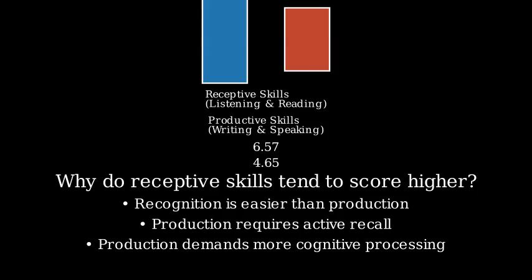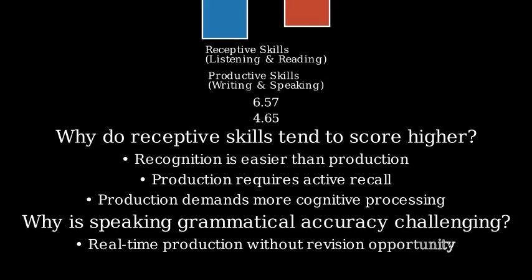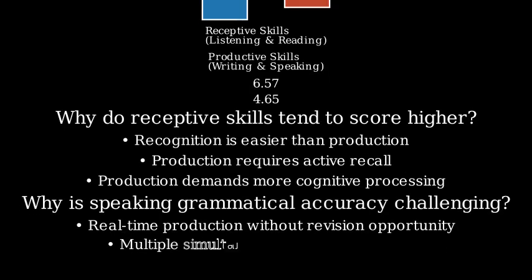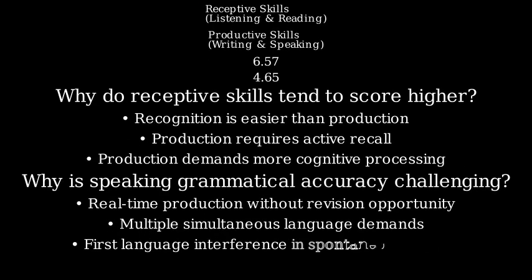The worksheet also notes that speaking grammatical range and accuracy has the lowest average score at 3.20. Why might grammatical accuracy be particularly challenging in speaking? Unlike writing, speaking happens in real time with little opportunity for editing or revision. Speakers must simultaneously focus on pronunciation, vocabulary, fluency, and grammar while formulating their message. Additionally, interference from first language patterns is often more pronounced in spontaneous speech.